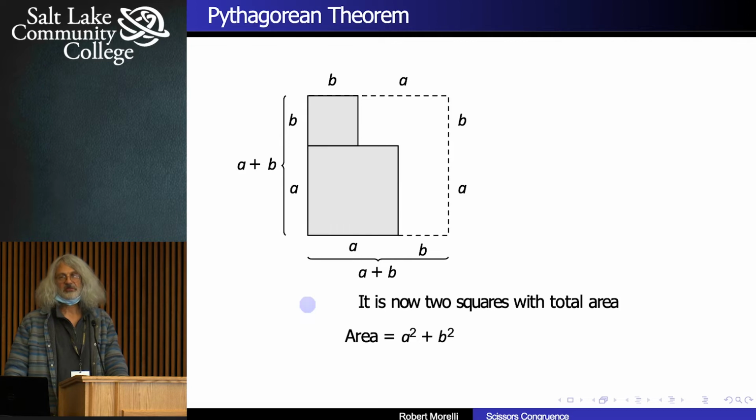So the area of this is manifestly A squared plus B squared. The original figure that it was created from had area C squared. So there is a proof of the Pythagorean theorem.